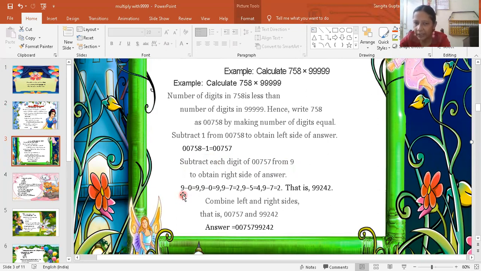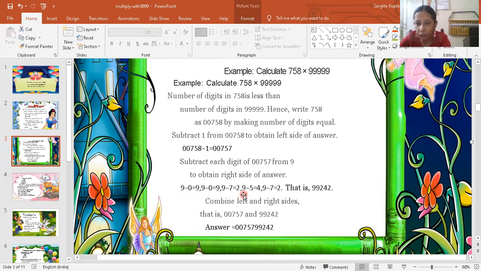See, this is first 9, so first 9 minus, you will take this first 0 from here. First 9 minus first 0 is equal to 9. Then put a comma here. Then you take the second 9 from the question and you take this second 0 from here. Second 9 minus second 0 is also 9. So put a comma again. Then you take the third 9 from the question and you look here, what is the third digit here? Third digit here is 7. So third 9 minus 7 is equal to 2, comma.